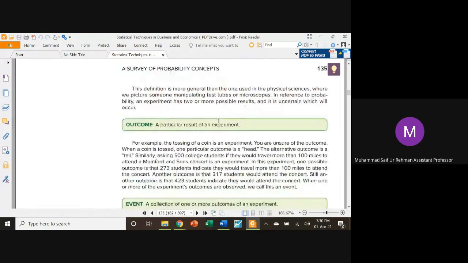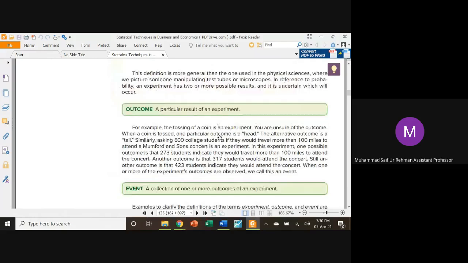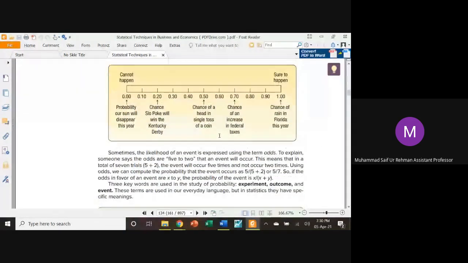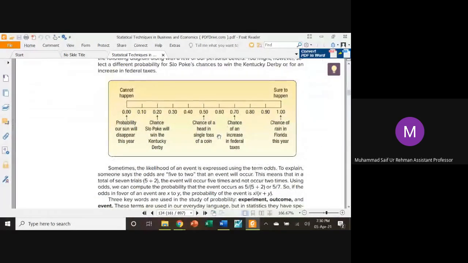Fine. So basically, we have some idea empirically. We have some empirical value. So this is very important.